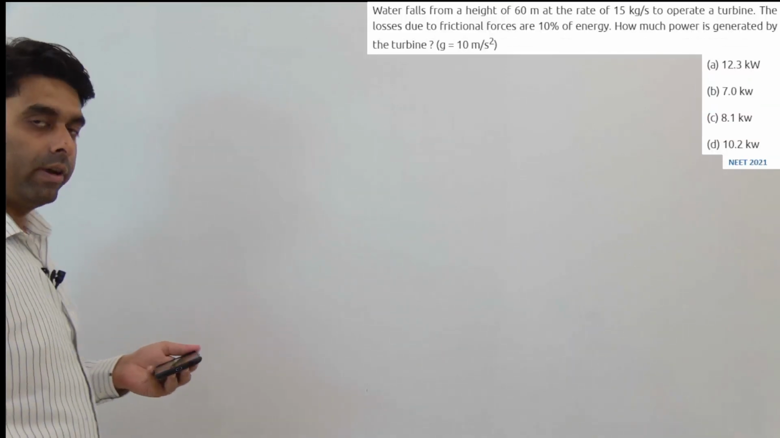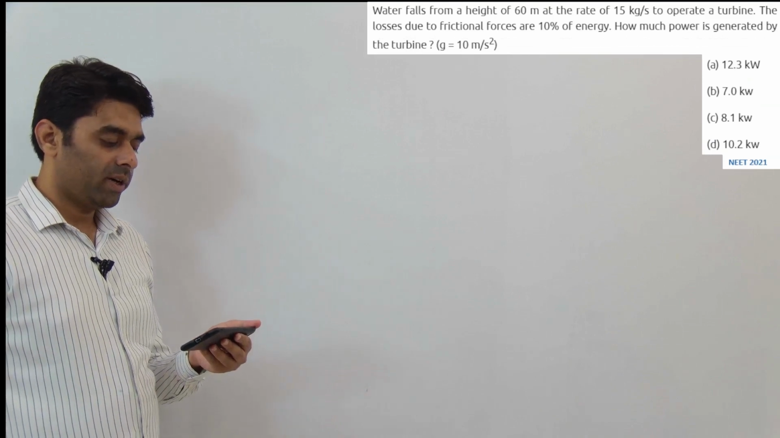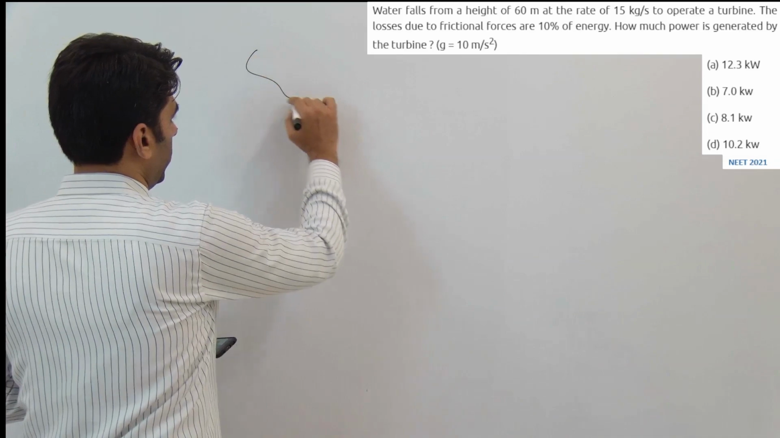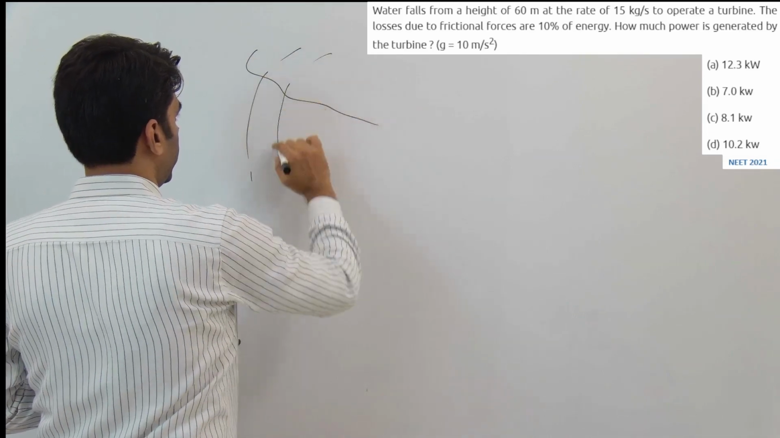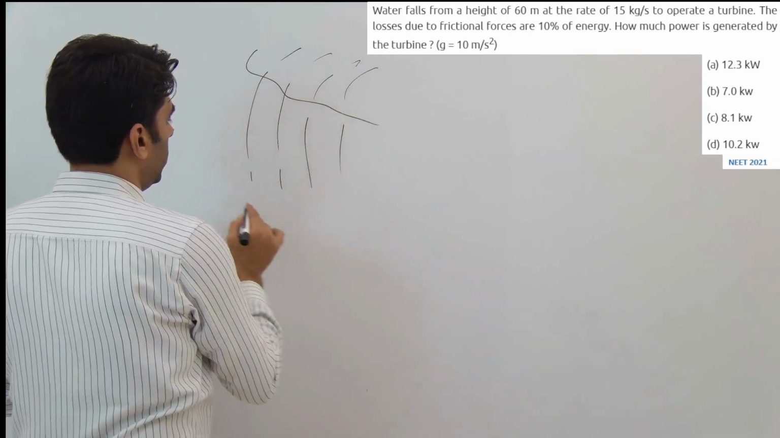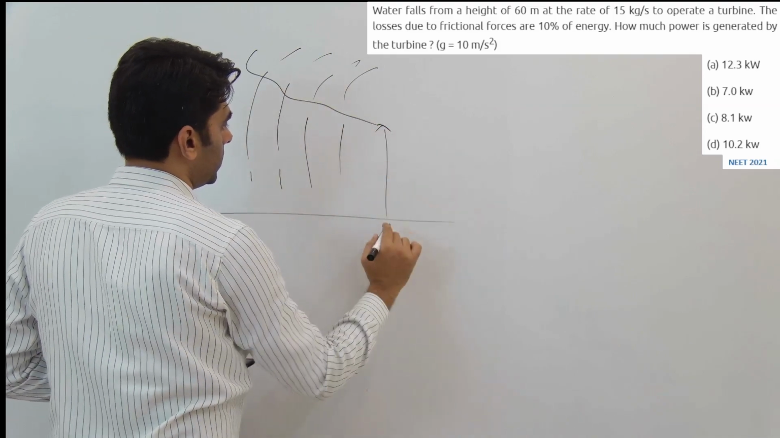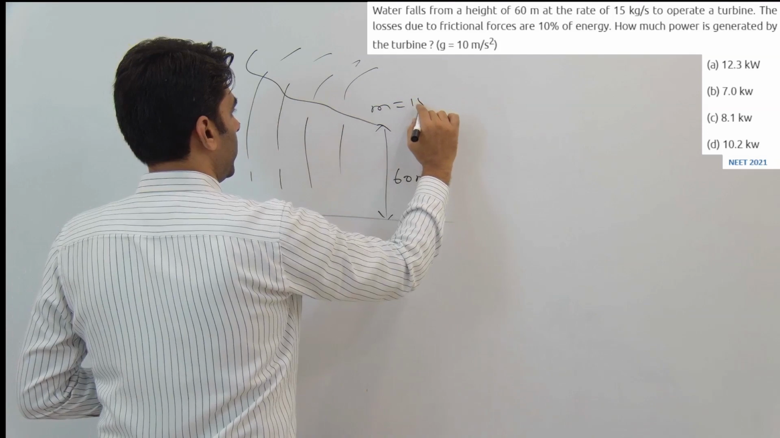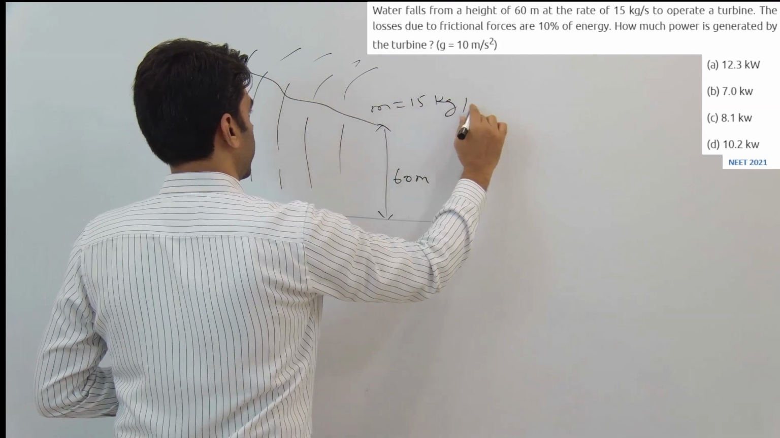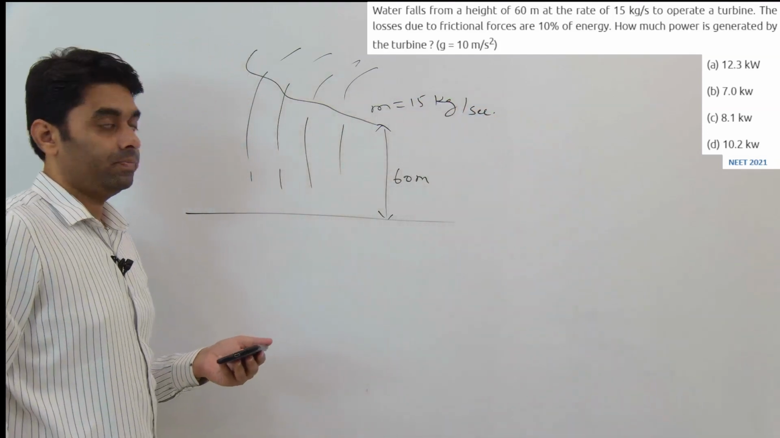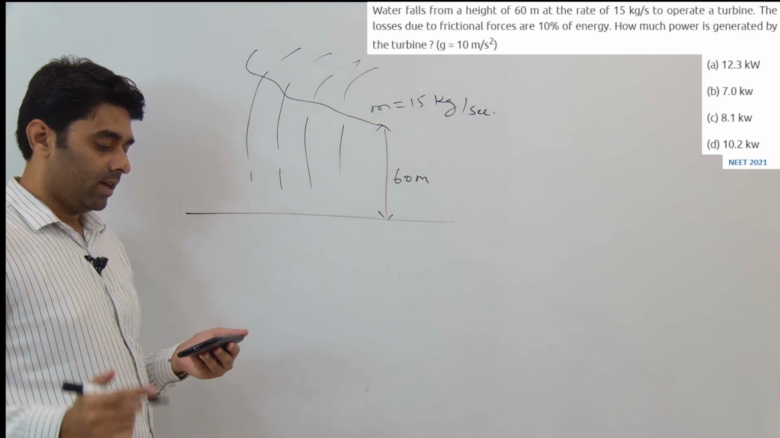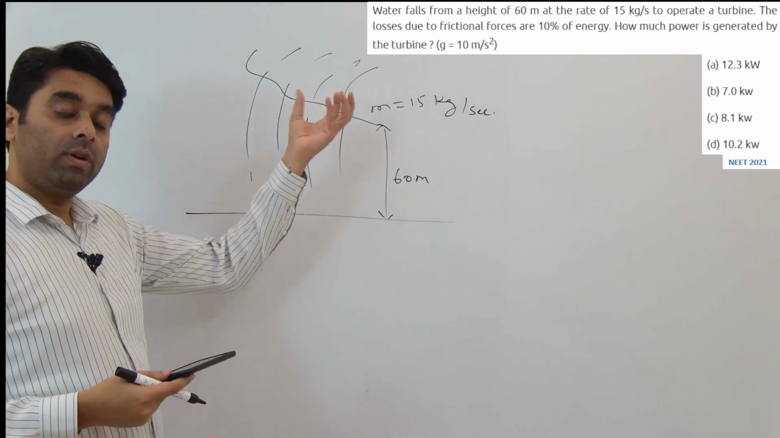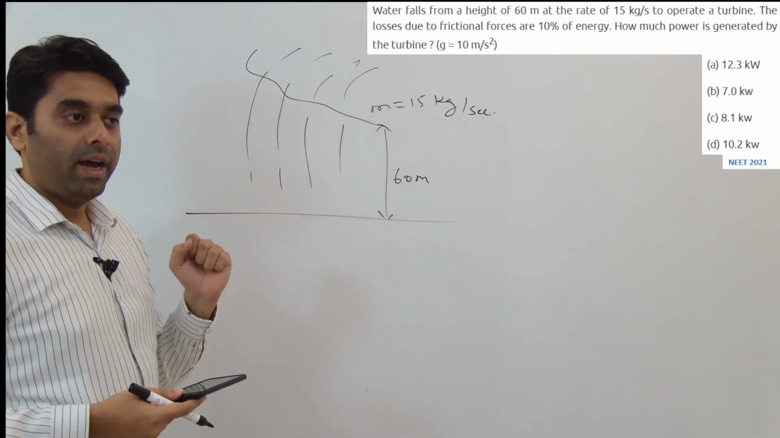Yeah, so our question says water falls from a height of 60 meter at the rate of 15 kg per second. Okay, so water is falling from a height of 60 meter and it is 15 kg per second. This is the rate at which it is coming. Now they are saying the losses due to frictional forces are 10% of the energy. That means how much will be the energy possessed by your 1 kg?